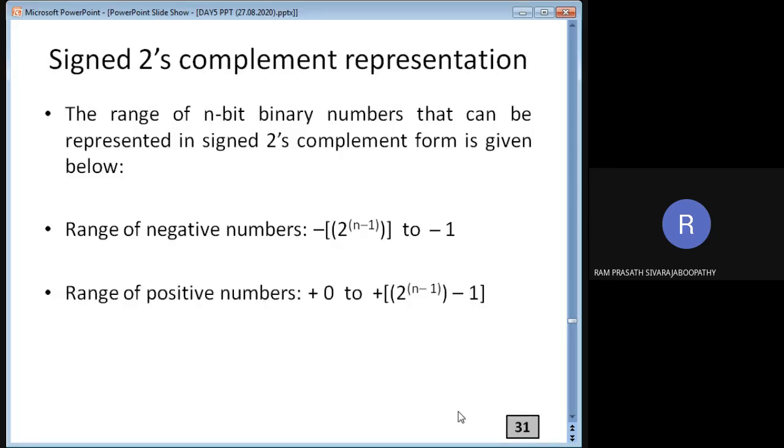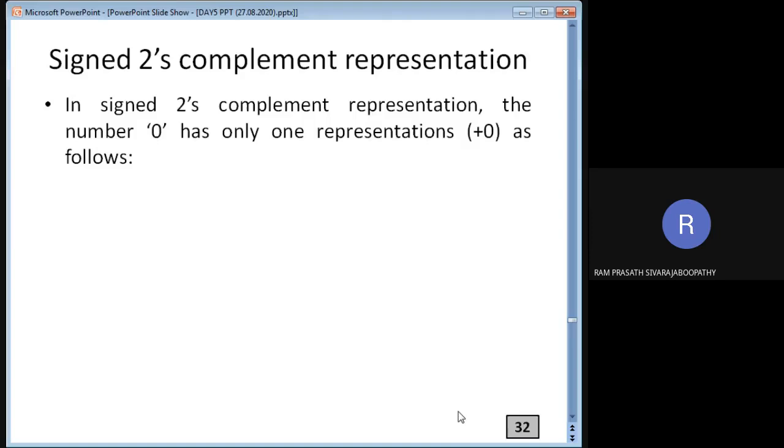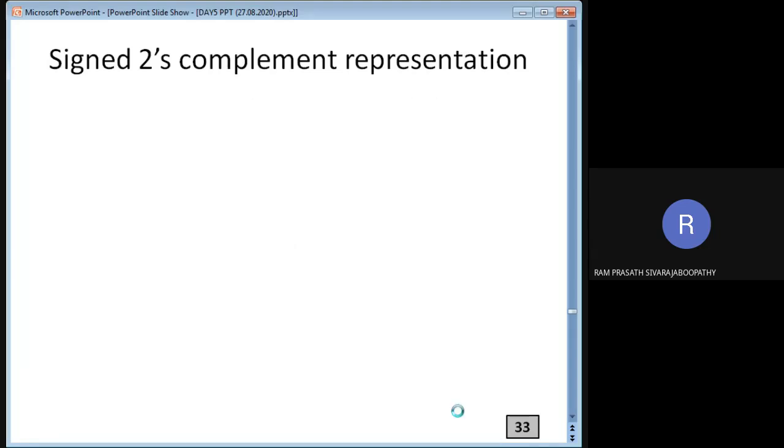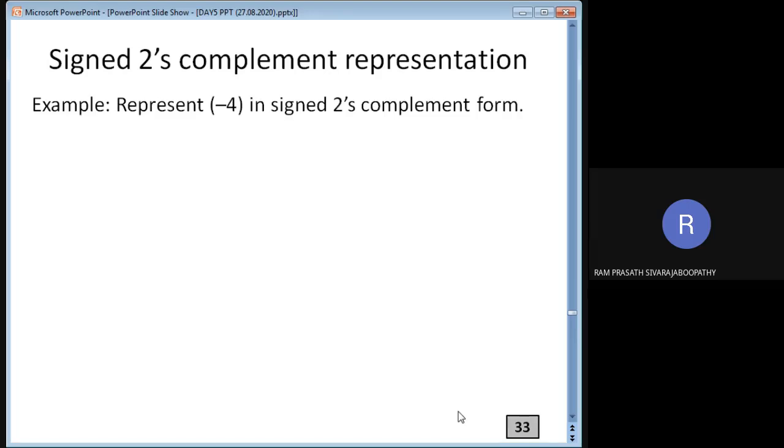For positive number, it is same for all the representation. Range 0 to plus 2 to the power n minus 1 minus 1 for an n bit number in all the representation. Now, in signed 2's complement representation, the number 0 has only one representation. We won't say plus 0 normally, but since it is a signed number, here we have to put plus. Okay, so plus 0. So totally we are having 128 positive number, 128 negative number. Fine. The negative number range is minus 128 to minus 1. The positive number range is plus 0 to plus 127. That's it.